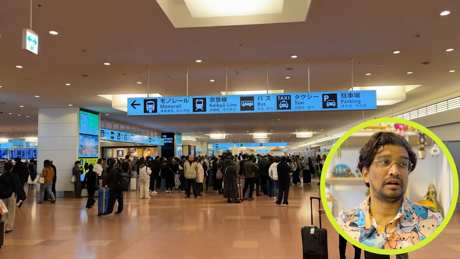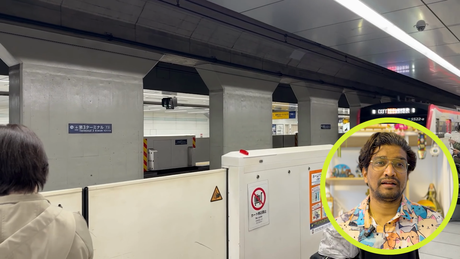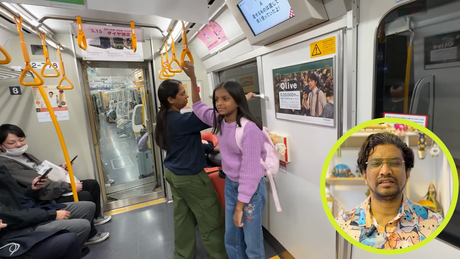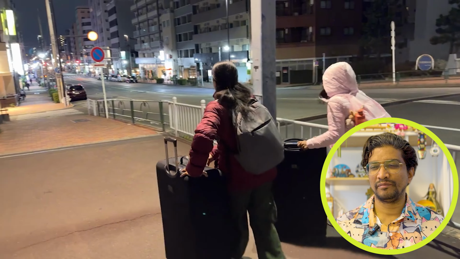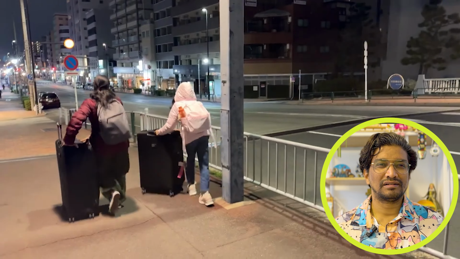The most convenient and the fastest is the metro. Yes, you have to carry your luggage. That is a little bit of a task. So if you're ready for that, then metro is the best option. So we just caught the Keisei line metro. From there, it was 1 hour to Kyoshima metro station, where our hotel was about 5 minutes away. So it was not that difficult.